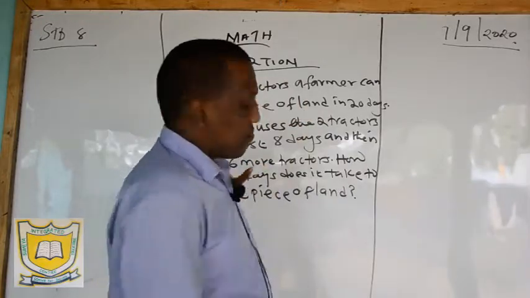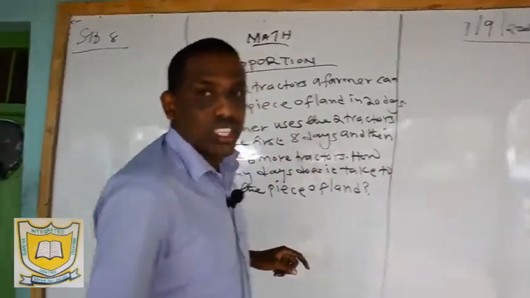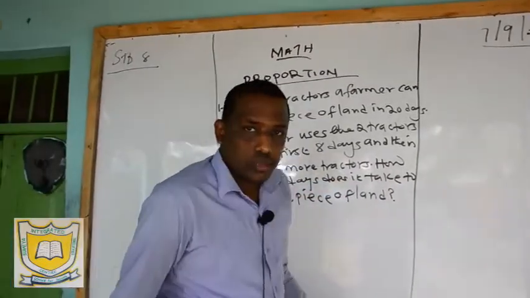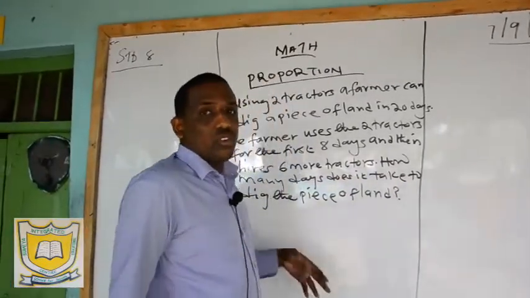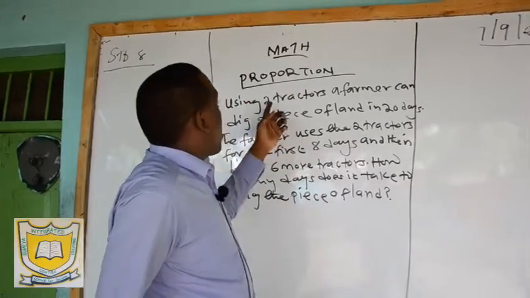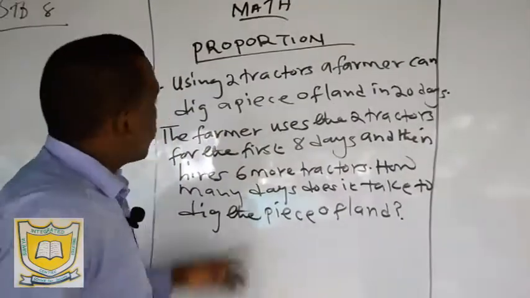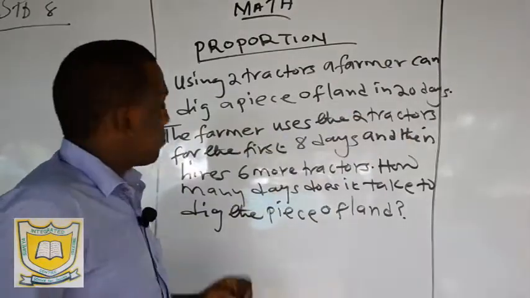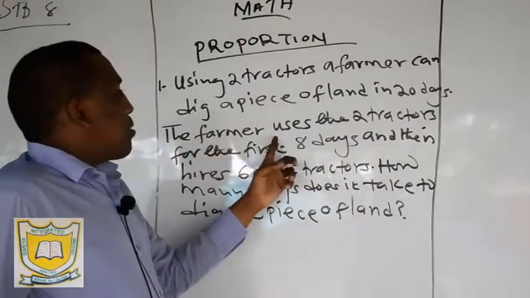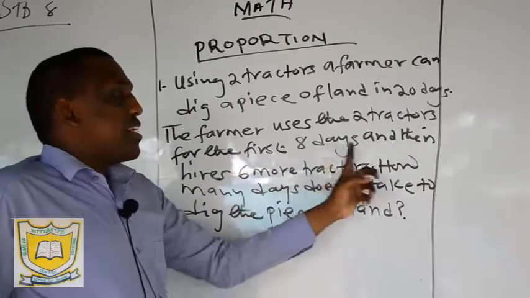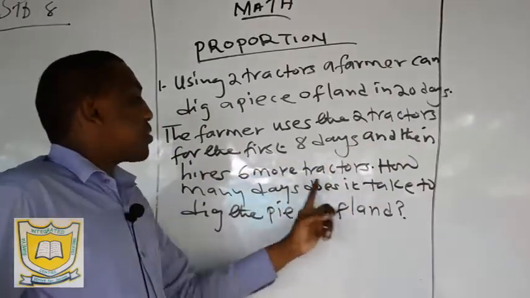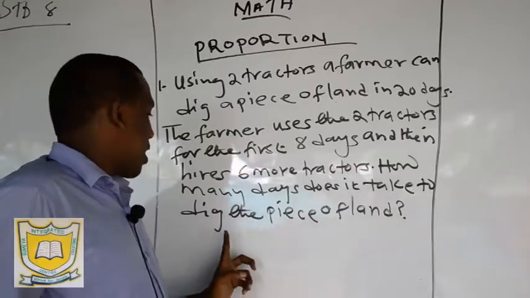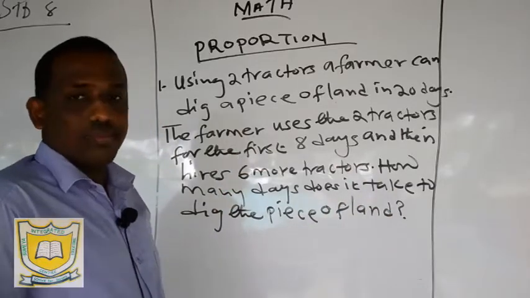Here there is a very good question which is common in examination, especially in JESMA exams. Sometimes they test or target exams. Here you are told, using 2 tractors, a farmer can dig a piece of land in 20 days. The farmer uses 2 tractors for the first 8 days and then hires 6 more tractors. How many days does it take to dig the piece of land?